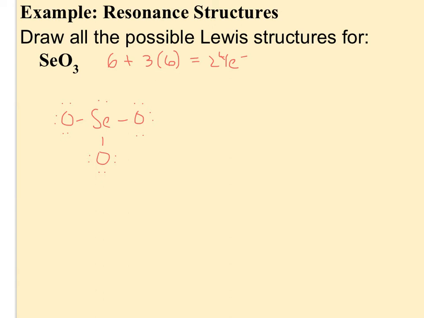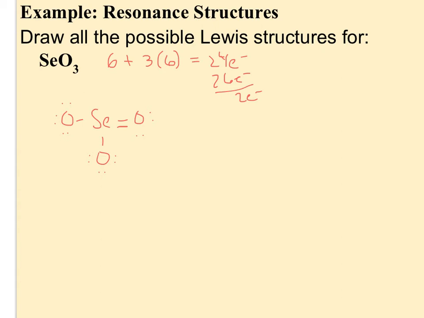So now when I count up, each oxygen has 2, 4, 6, 8, so 10, 12, 14, 16, 18, 20, 22, 24. Plus the lone pair on selenium, I've used 26 electrons. So that lets me know I need to share another pair. I'm going to share a double bond between this selenium and oxygen, which means selenium no longer needs that lone pair and oxygen only needs the 2 lone pairs. And now when I count up, I have 24 electrons.